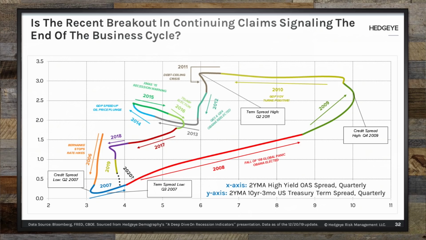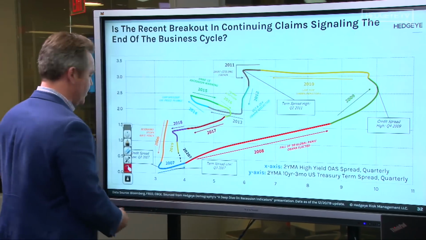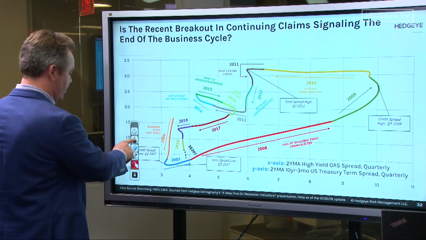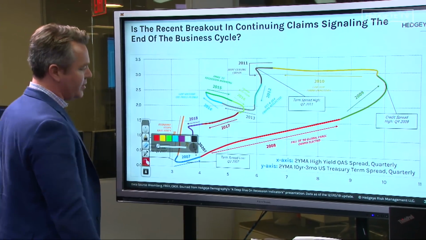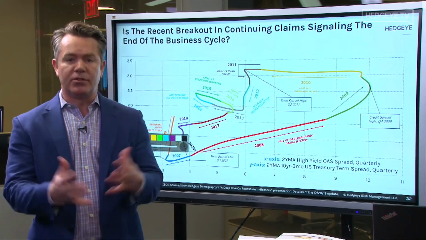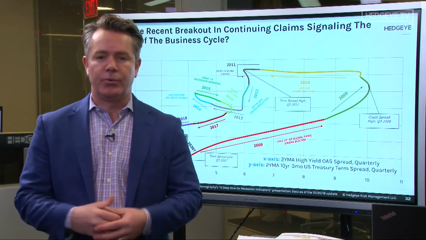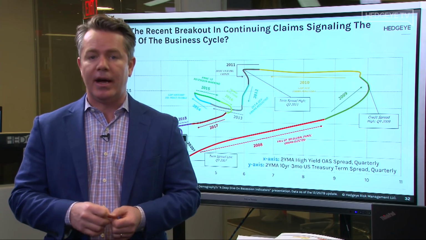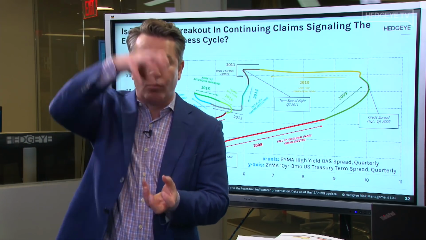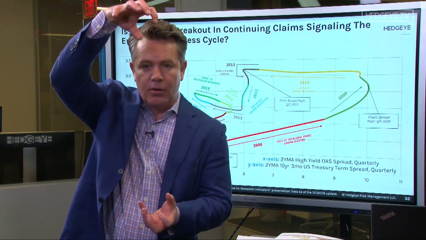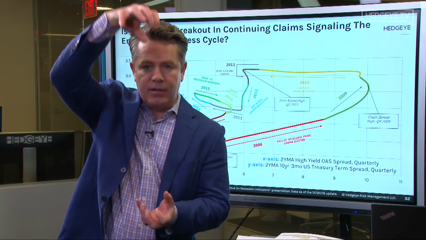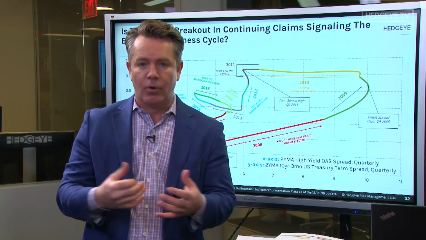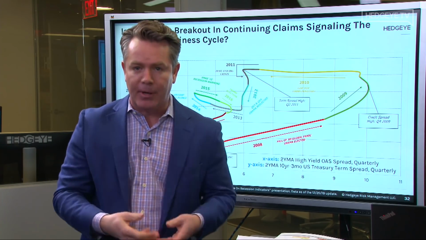So here, instead of thinking about the MOVE, this is another way to think about it. On the x-axis, we still have high yield spreads. On the y-axis, we have term spread. So what's term spread? That's the shape of the curve. That's what the bond market is predicting the U.S. economy is going to do. And high yield spreads are the credit risk. When high yield spreads go up or widen, that means the credit profile is deteriorating, the cash flows are deteriorating, people's economic outlook is deteriorating.